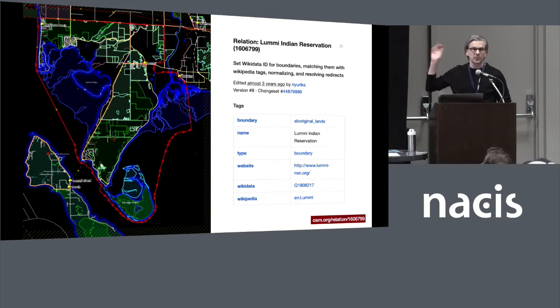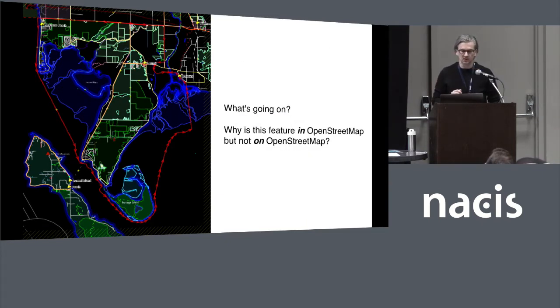Somebody had already added all of these tags describing that it is a boundary that is Aboriginal lands boundary. They've linked it to the Wikipedia page. And the history was already version 8 by the time I saw it, and it had been created over 8 years ago. So this has been in OpenStreetMap for a long time, but it's not been on OpenStreetMap. What does that mean? What's going on here?